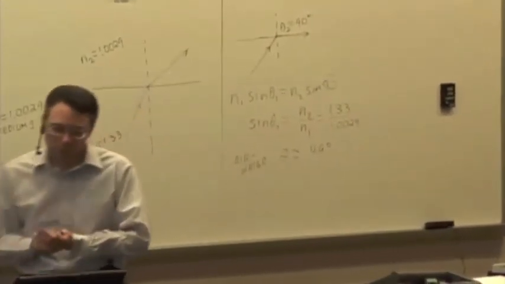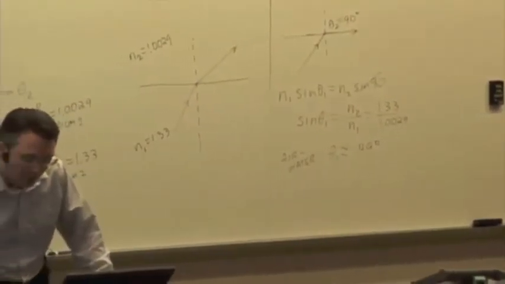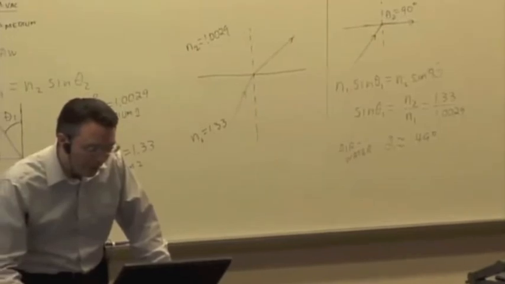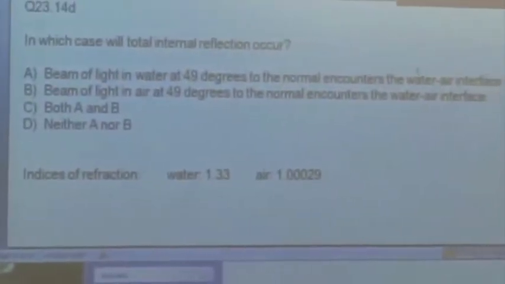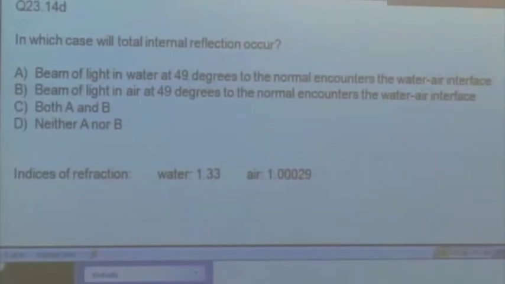So which of these is true? In which case will total internal reflection occur? A beam of light in water at 49 degrees to the normal encounters the water-air interface. A beam of light in air at 49 degrees encounters the water-air interface. Both of them, or either one?